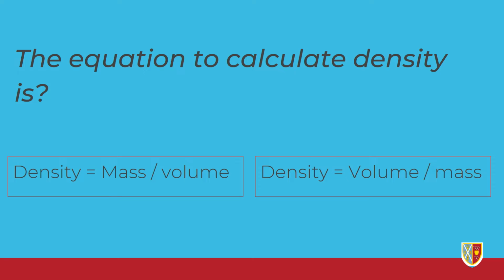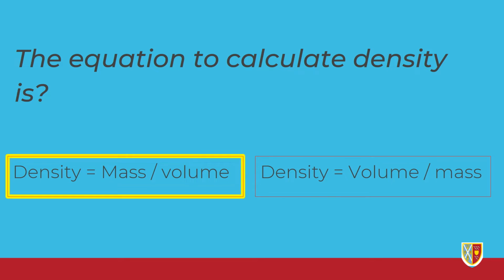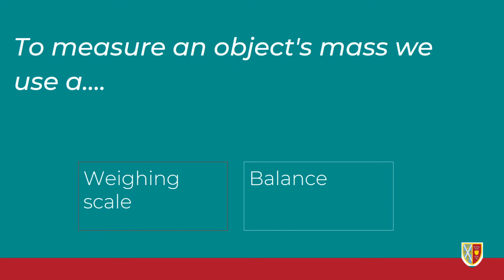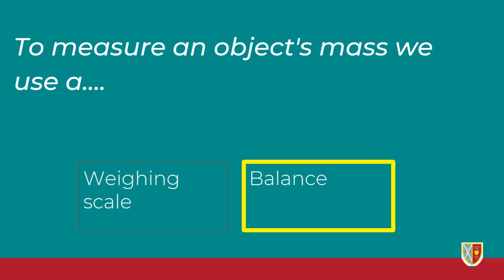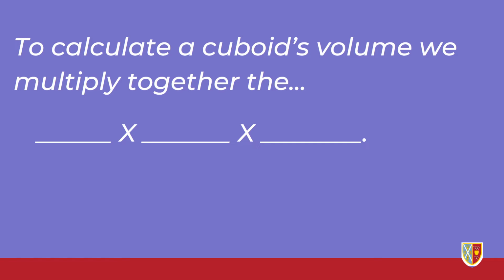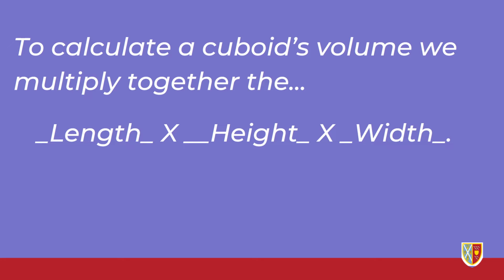So which is the equation that we're going to use to calculate density? Obviously it's going to be the first one, density equals mass over volume. To measure an object's mass, what do we use? We use a balance. And to calculate a cuboid's volume, we multiply together the length times the height times the width. Now you'll notice that the term cuboid has been introduced. That's any cube-based object, so it could be a rectangle face or a square face, and then it has a depth to it as well.